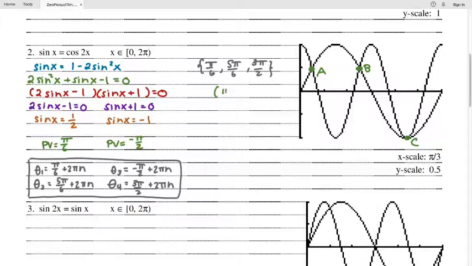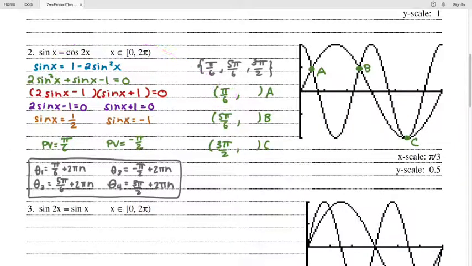So pi over 6 is the smallest value. That is going to be the x value of point A. And then moving on, 5 pi over 6 is the next smallest value. That'll be the x coordinate of that ordered pair B. And then lastly, 3 pi over 2 is going to be our last point, point C. So those are the x values of each of those points. Remember what we're going to do. We're going to take those values of x, and we are going to plug them back into one side of the equation in order to get y.